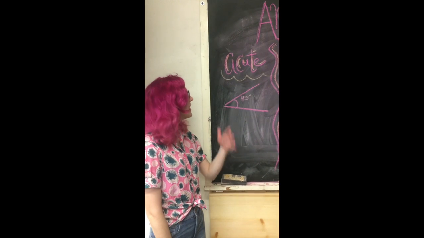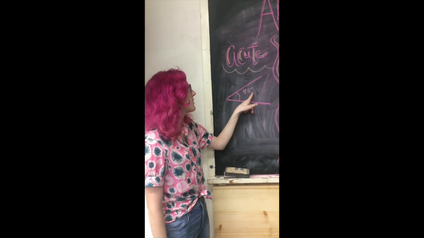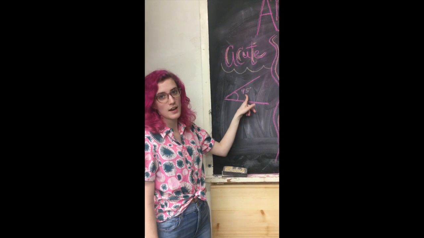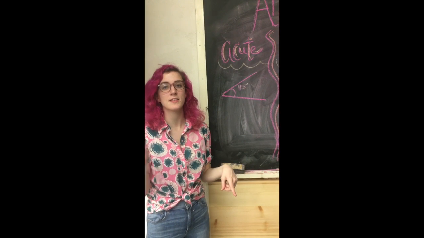All right, so like I said, our very first angle is called an acute angle. Angles are actually measured in degrees. This one is an example of a 45-degree angle. And acute angles are anything that is greater than 0 degrees but less than 90 degrees.